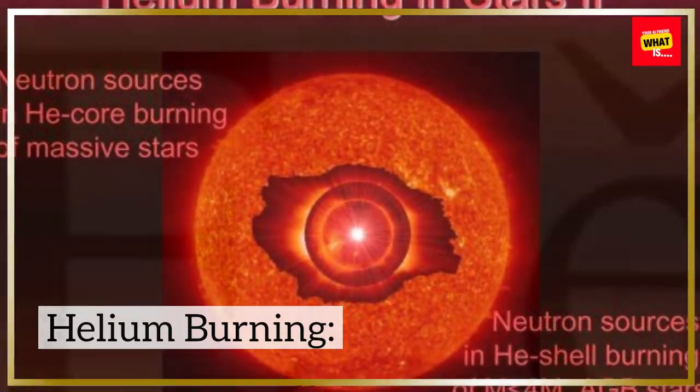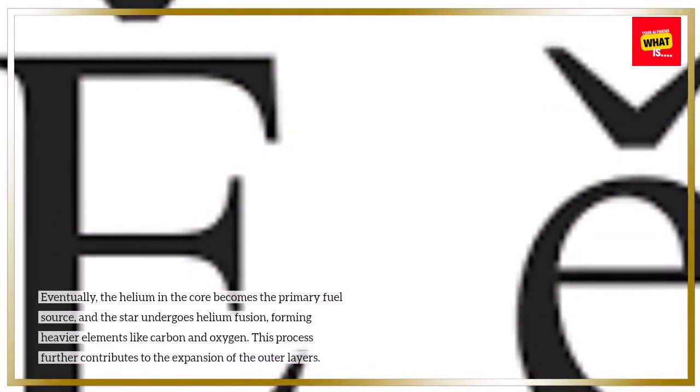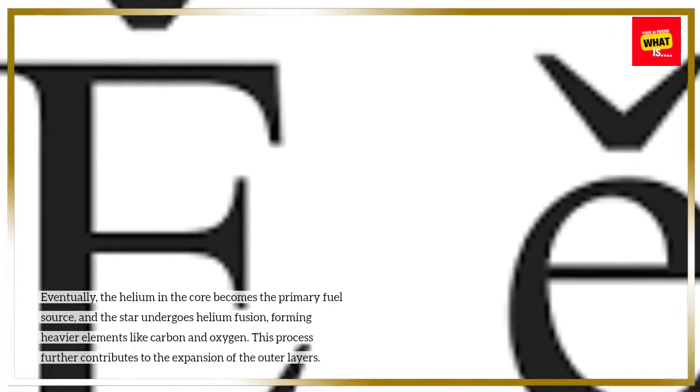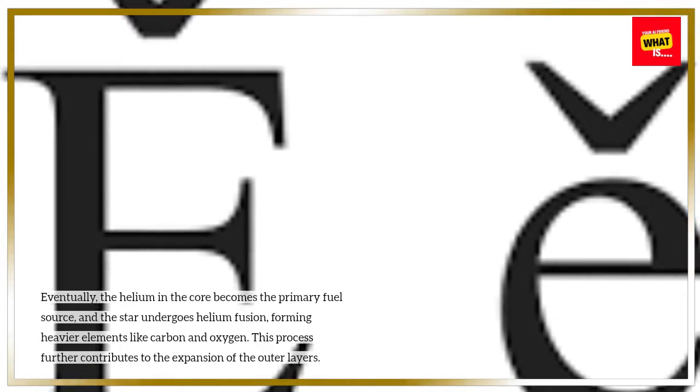Helium burning. Eventually, the helium in the core becomes the primary fuel source, and the star undergoes helium fusion, forming heavier elements like carbon and oxygen. This process further contributes to the expansion of the outer layers.